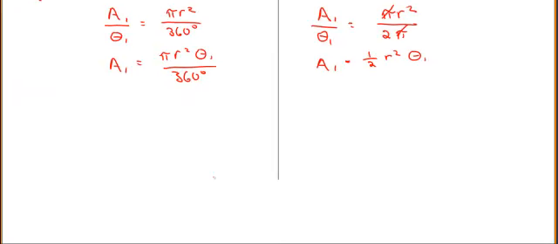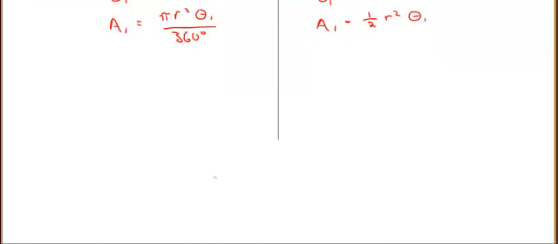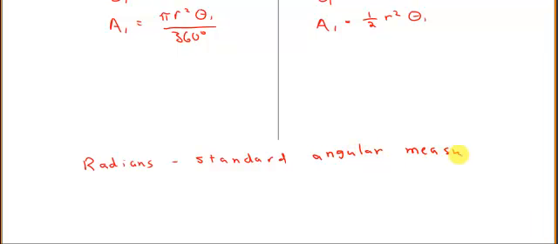Now, of course, this formula is much nicer than this one, so we'll make it a rule of thumb that we'll let radians be the standard angular measure, and if that's the case, then the area of the sector, remember that's the area of a piece of pie, is 1/2 r squared theta, where theta is the central angle of the sector.